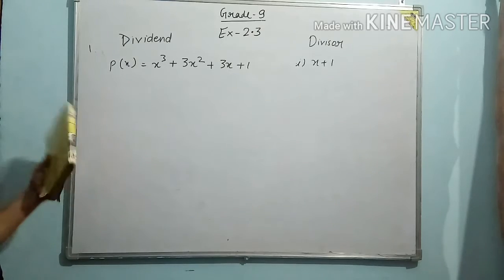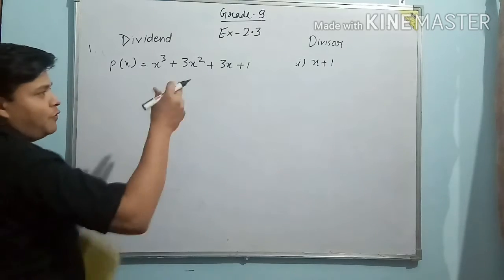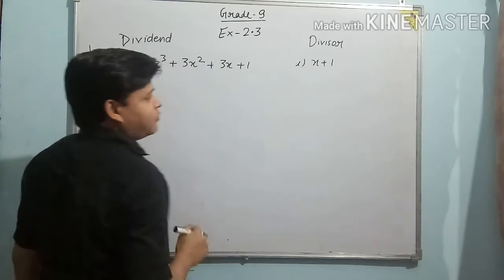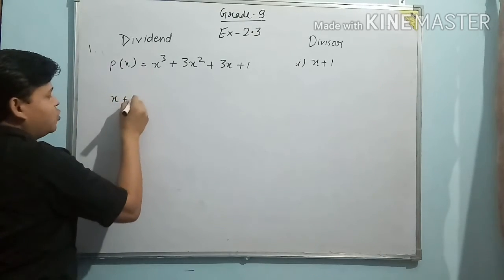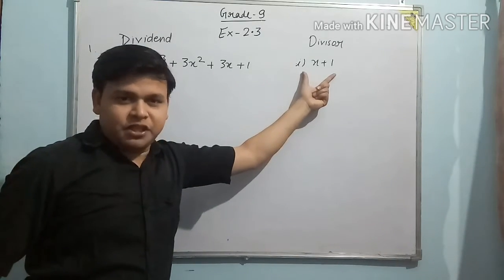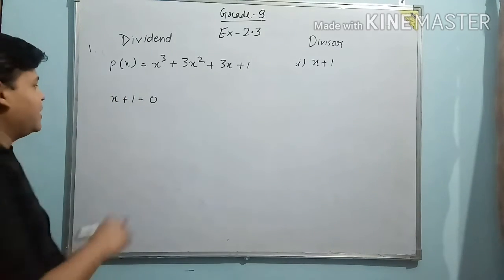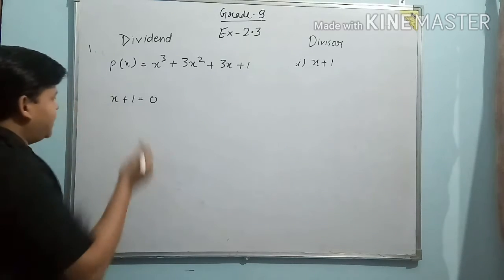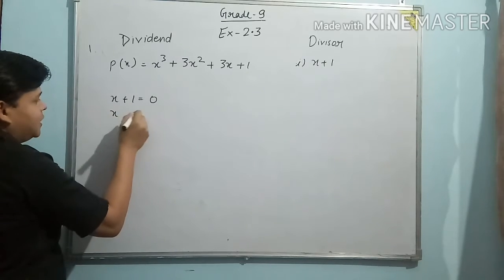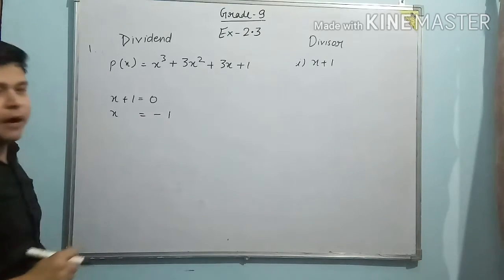So children, we have to find the answer, or we can say the remainder, by using the remainder theorem. So what is that? First of all, we will have to find out the value of this variable, that means x, from here. So this is x plus 1 is equals to 0. So this is your first step. Whatever the divisor which is given to us, first of all we will put that divisor equals to 0 and we will get the value of this variable. Okay, so right now x is the variable here. So let's find out the value of variable: that 1 will go to the other side and it will become minus 1. So here x is equals to minus 1.